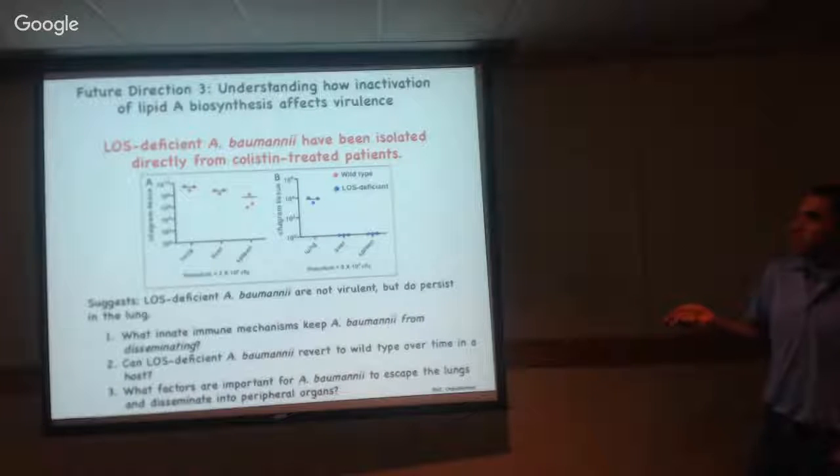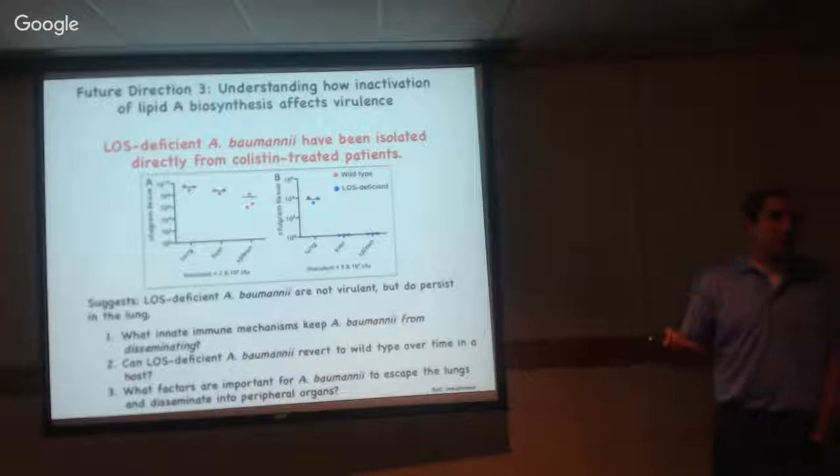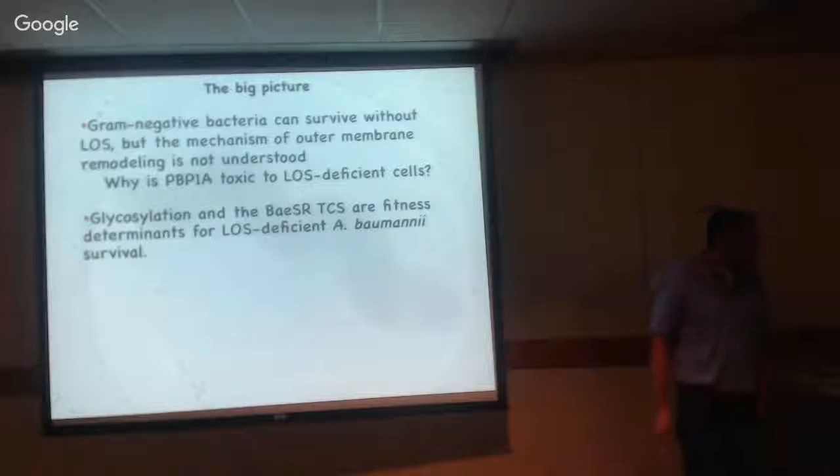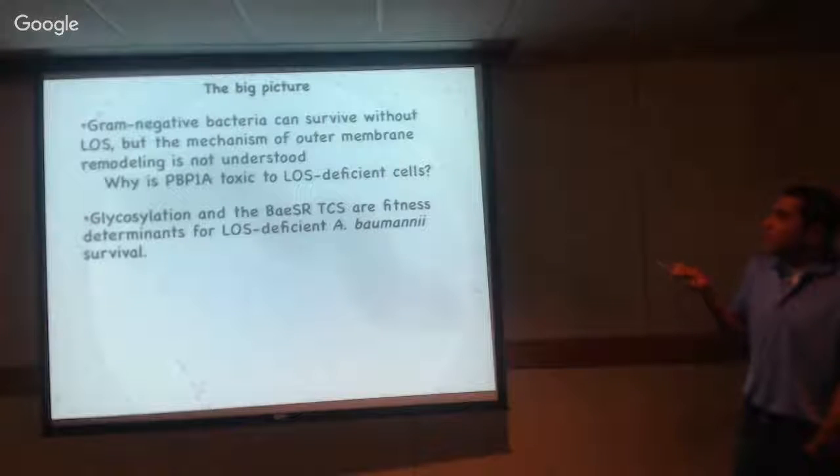So I'd like to do some Tn-seq on the wild type strain and see what's necessary for it to escape the lungs and to colonize these other organs. So, big picture: Gram-negative bacteria can survive without LOS, but the mechanism of remodeling is not understood.